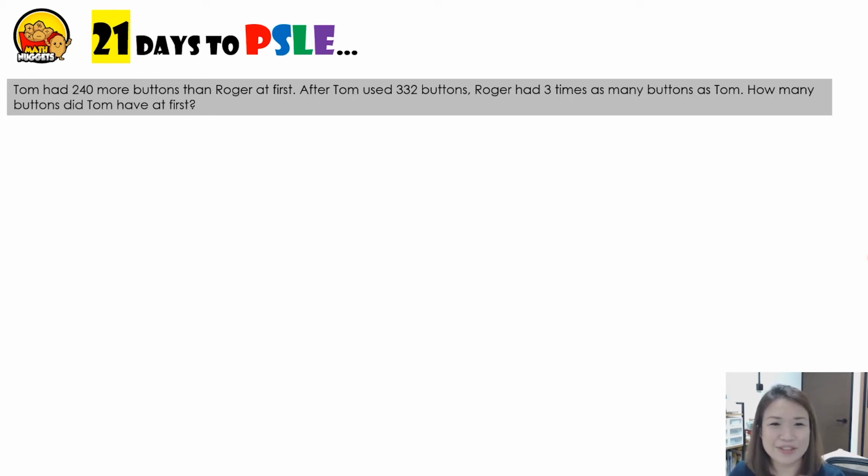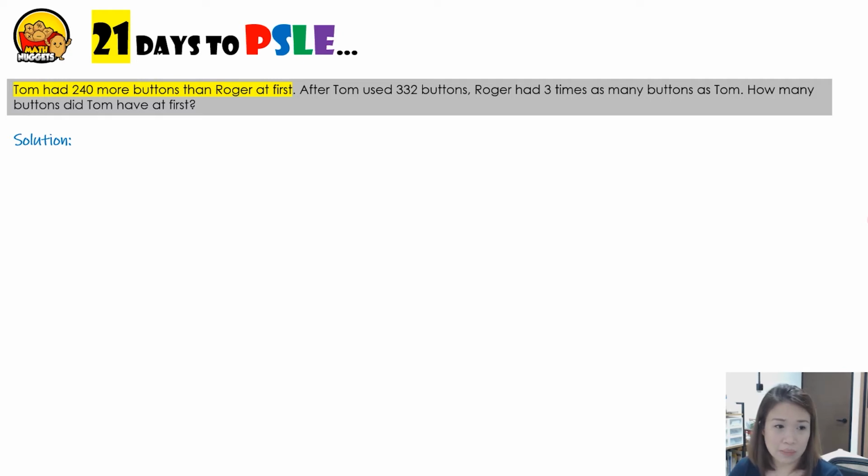Okay, let's read the question. Tom had 240 more buttons than Roger at first. After Tom used 332 buttons, Roger had 3 times as many buttons as Tom. How many buttons did Tom have at first? So this is a model question. I'm going to draw the model.